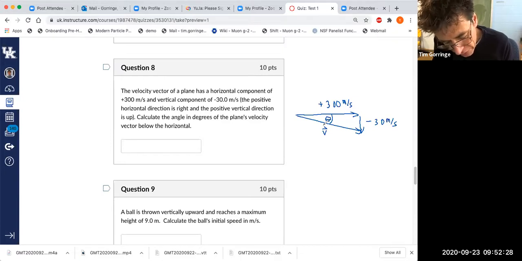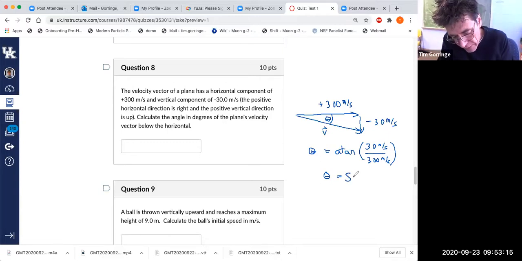Well, we can just use a little bit of trigonometry for that. That angle theta is the arctangent or inverse tangent of the ratio of the size of the opposite side of the triangle to the size of the adjacent side of the triangle. So the size of the opposite side, that's 30 meters per second. And the size of the adjacent, that's 300 meters per second. And so if we divide 30 by 300 and take the inverse tangent, we get the angle, and that angle comes out to be 5.7 degrees. And so that's the answer to that problem, 5.7 degrees measured from the horizontal, below the horizontal.